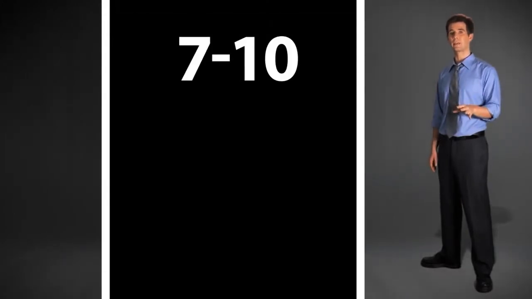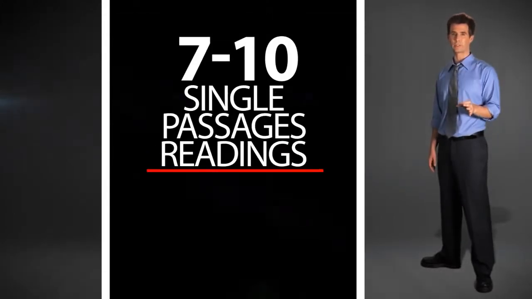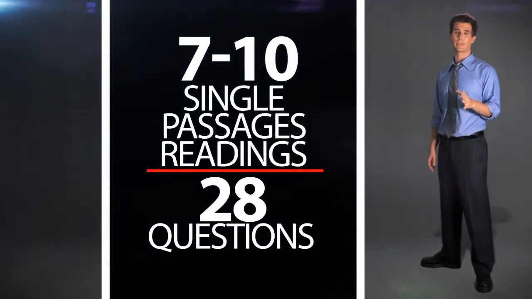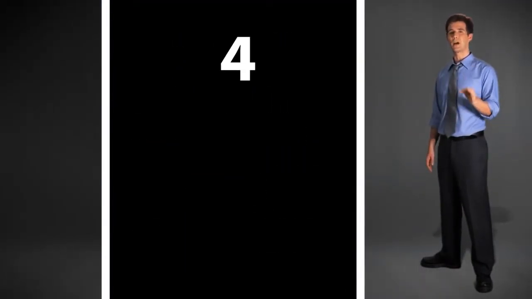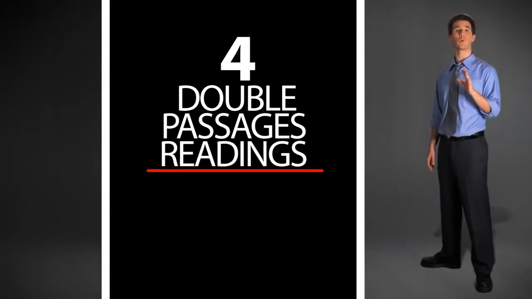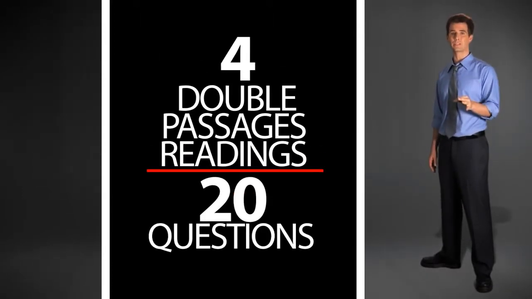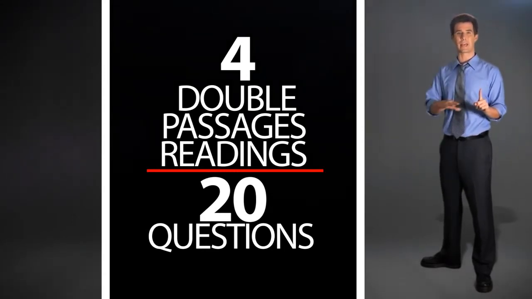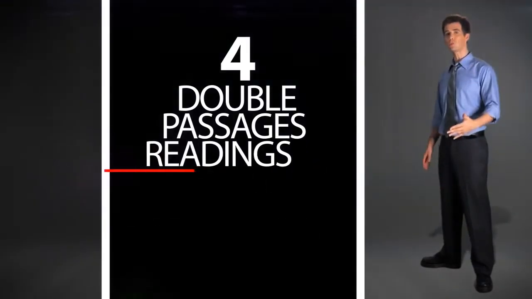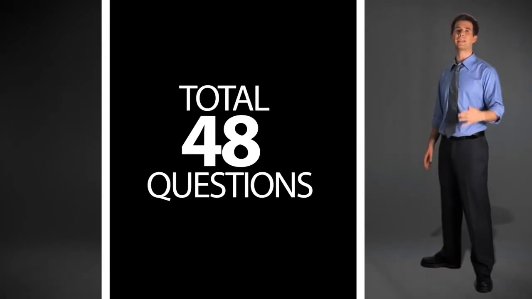Now, in this section, you will see 7 to 10 single passage readings for a total of 28 questions, and you will see 4 double passage readings for 20 questions. Now, double passages are very simple. It's basically 2 different readings as a set. So for a whole section, you will see 48 questions.